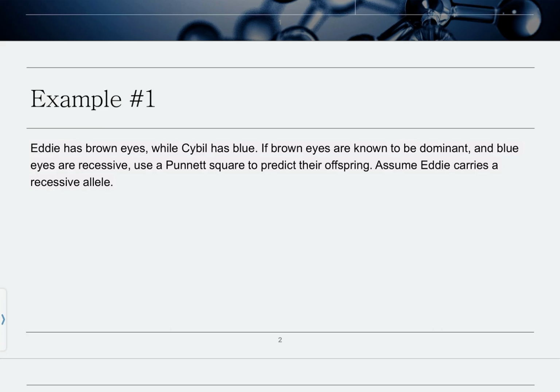Because I see the words dominant and recessive in here, this is going to be complete dominance. We will not see those words in codominance or incomplete dominance because we don't have one allele that's dominant over the other. So I automatically know that this is complete dominance. So I need to see what phenotype is dominant over the other. So it says that brown eyes are known to be dominant and blue eyes are known to be recessive. So I'm going to go ahead and make note of that.